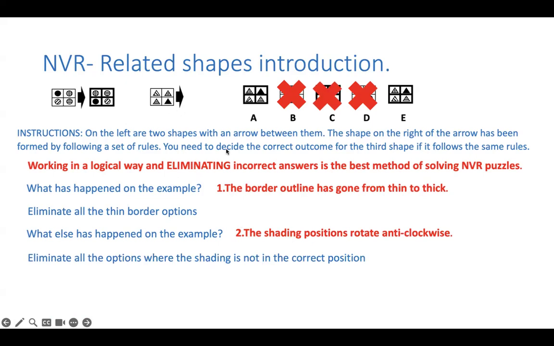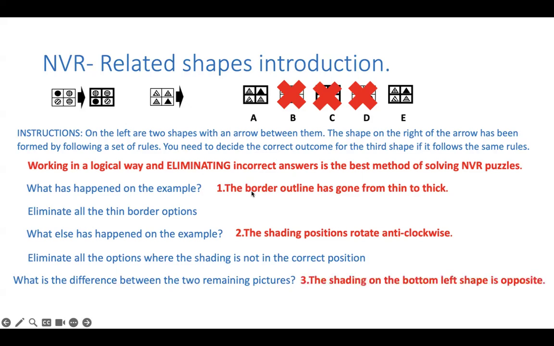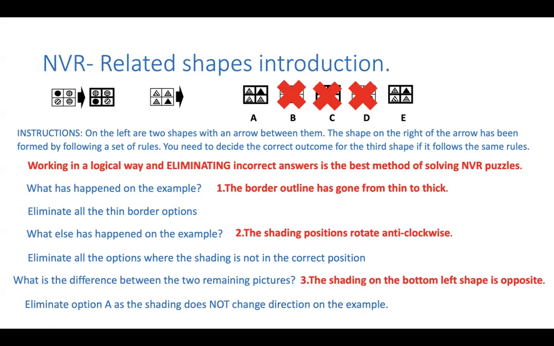Okay, so we can eliminate C. The black shaded triangle was in the bottom left. That wasn't moving anti-clockwise, it was moving clockwise. Now, what is the difference between the two remaining pictures? We can see that we have our black shaded triangle in the correct place, but the shading on the bottom left shape is opposite and we don't need that. So we can eliminate option A as the shading does not change direction on the example. Okay, so we can get rid of that one. So our answer is E.